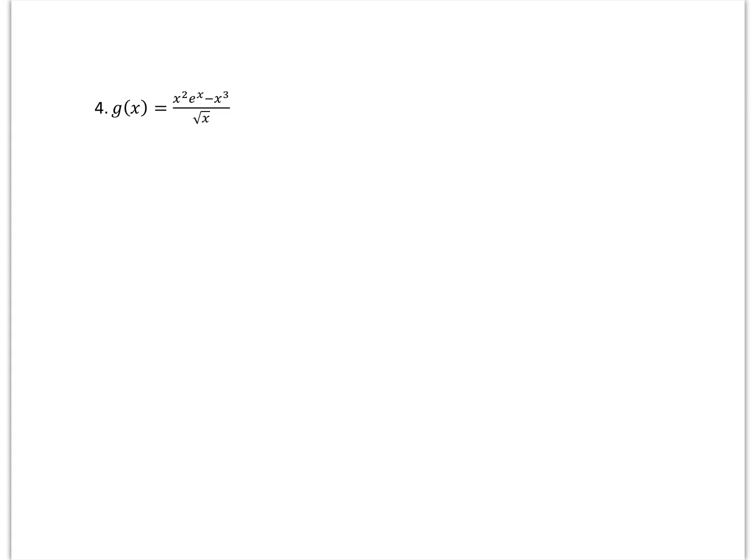before trying to take the derivative. So instead of square root of x, think of that as x to the 1/2, and I'm going to move it to the numerator and make the exponent negative. So that's x to the negative 1/2 times x squared e to the x minus x cubed. And then I'm going to distribute the x to the negative 1/2. So this becomes x to the 1.5 e to the x minus x to the 2.5.